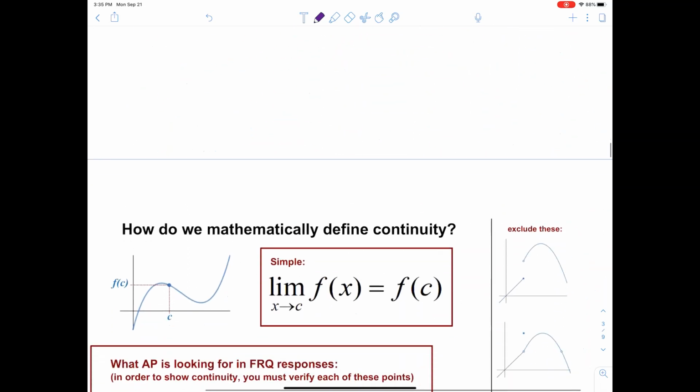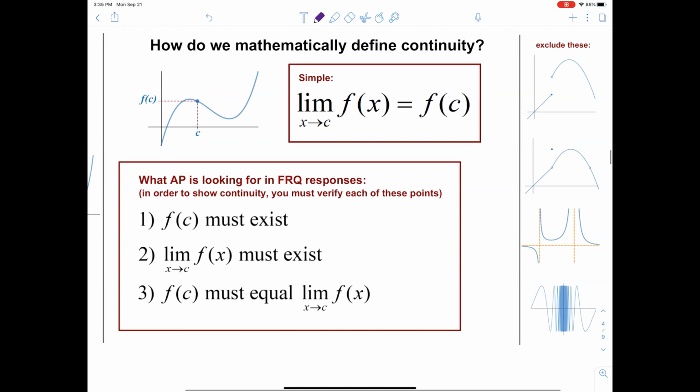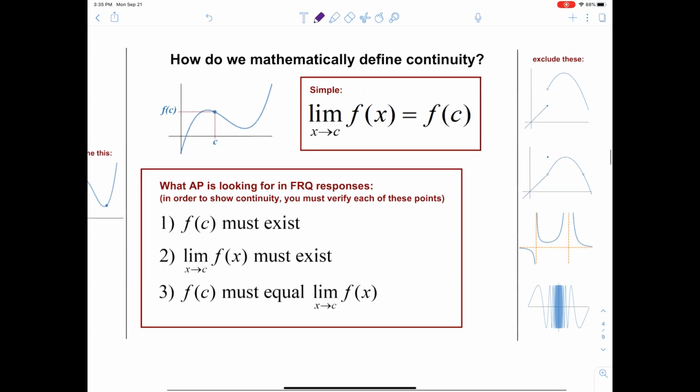Here's what AP wants. So when there's a variety of questions, especially in FRQs, where it says something like, is the function continuous at an x value of their choice? Here are the three things that you must show to prove that something is continuous. You must go through and say that f of C exists. Secondly, you have to show that the limit exists. So that might involve doing both a left-hand and a right-hand limit, and then getting a number. And then finally, you must show that these two numerical values are equal. So you have to make sure that the limit from the left and right-hand side matches the value of the function at that given value.